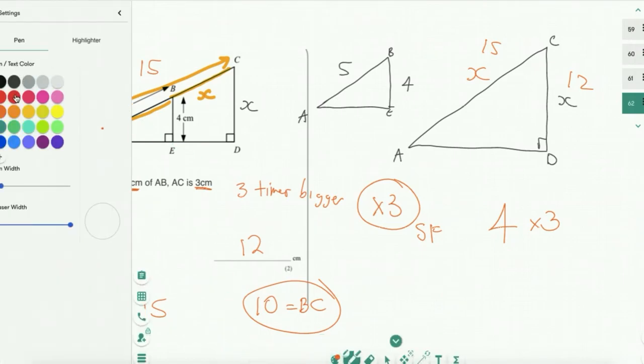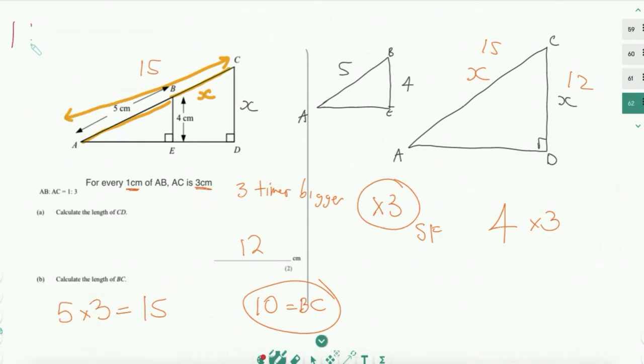Similarly, if the ratio was 1 to 4, 4 is 4 times bigger than 1, so the scale factor is 4. Or, for example, 2 to 5. How many times bigger is 5 compared to 2? You just simply divide. You just do 5 divided by 2, which is 2.5. So our scale factor would be 2.5.